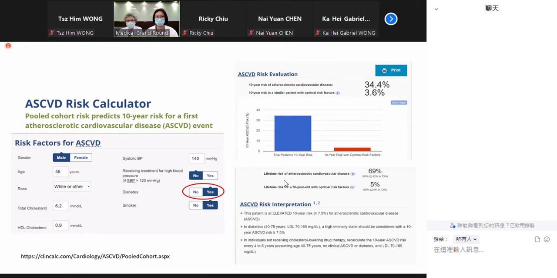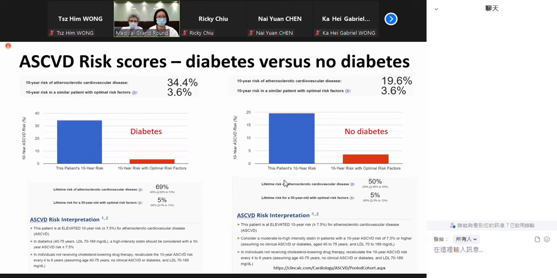And I think these usually come as a graphic which illustrates very nicely. For example, in this person, without treatment, the 10-year risk of ASCVD is 34%, but this risk can be reduced to 3.6% with optimal risk factors. Okay. So again, this is a person with no diabetes versus diabetes. With the same level of cholesterol and other risk factors, a person with diabetes will have a risk of 34% versus just 20% if someone without diabetes.